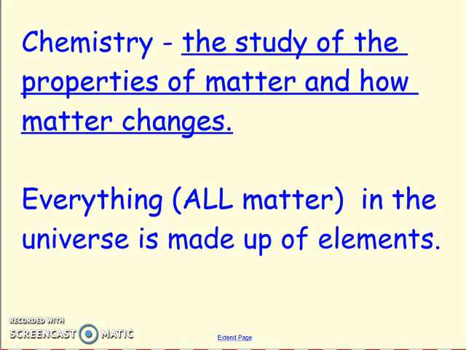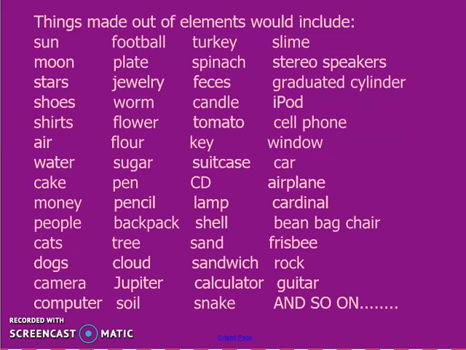And then that makes up everything that's around us, whether it's things we use in daily life, whether it's made of one element or multiple elements. So things that we made out of elements would include just an endless list. Your cell phone, your clothes, water, money, clouds, the sun, just everything is made of matter, which is made up of either one or multiple elements.